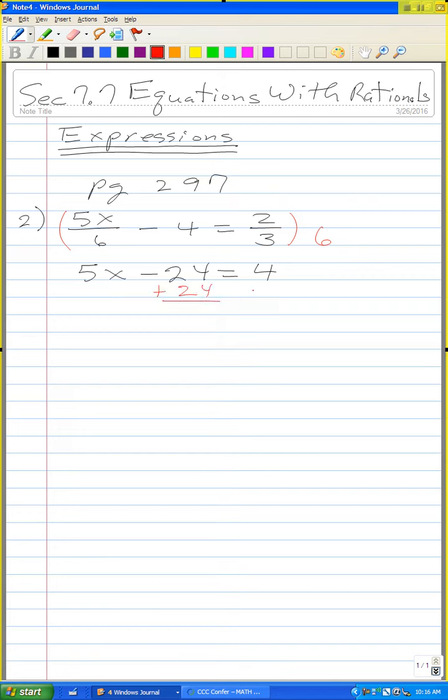Add 24 to both sides of my equation. And so 5x is equal to 28. Divide both sides of my equation by 5. And so x is equal to 28 over 5. And I never divide by 0 when x is 28 over 5. So this is my answer, and I'm done. Let me do problem number 4.